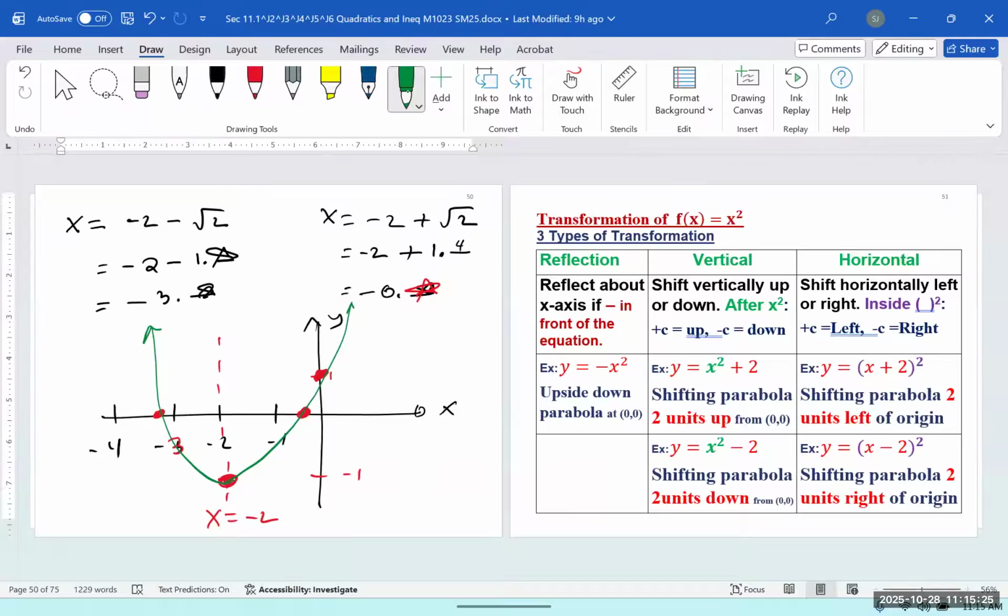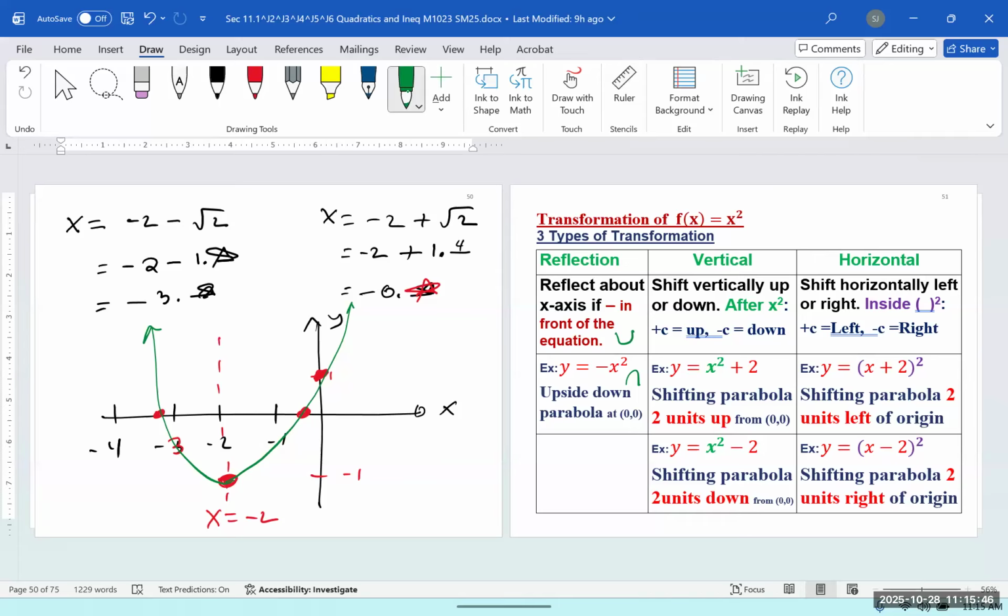Reflection means you have a negative x squared. So the normal x squared is upward, negative x squared is upside down. If you have a number after you square, then you are moving up. And if you have a number subtracting after the square, you are moving down.